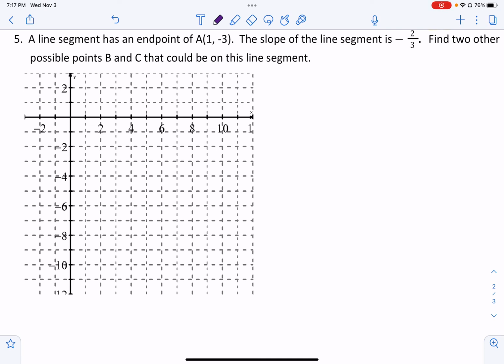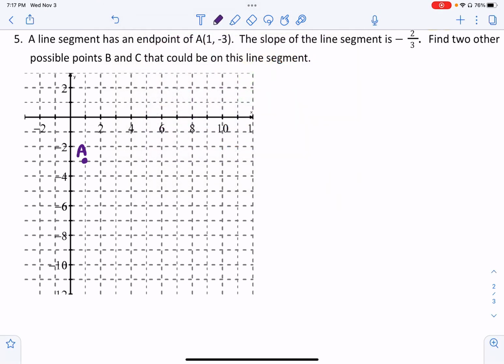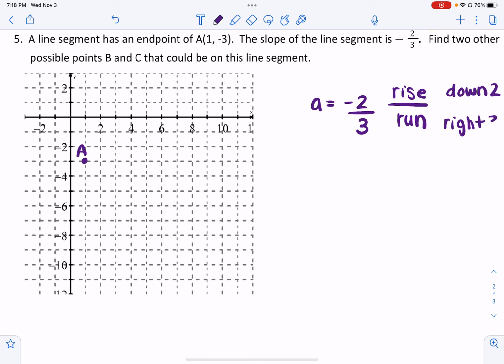So let's start by plotting point A. So it's at 1, -3, right here. And we want to find some other points on this line. Now, on this line, my slope is -2/3. Remember that we have rise over run. So -2 is our rise. This means we're going to go down 2. Then 3 is our run. So we're going to go right 3.